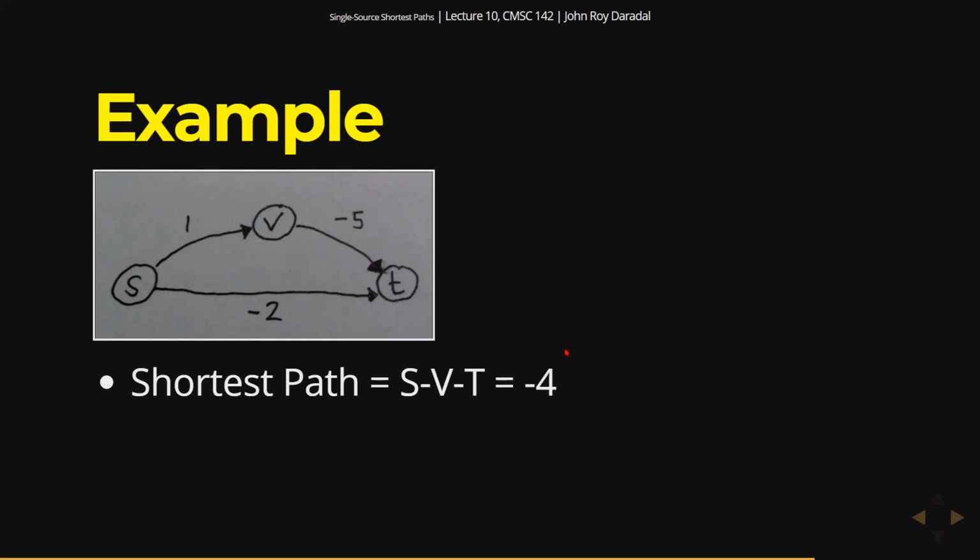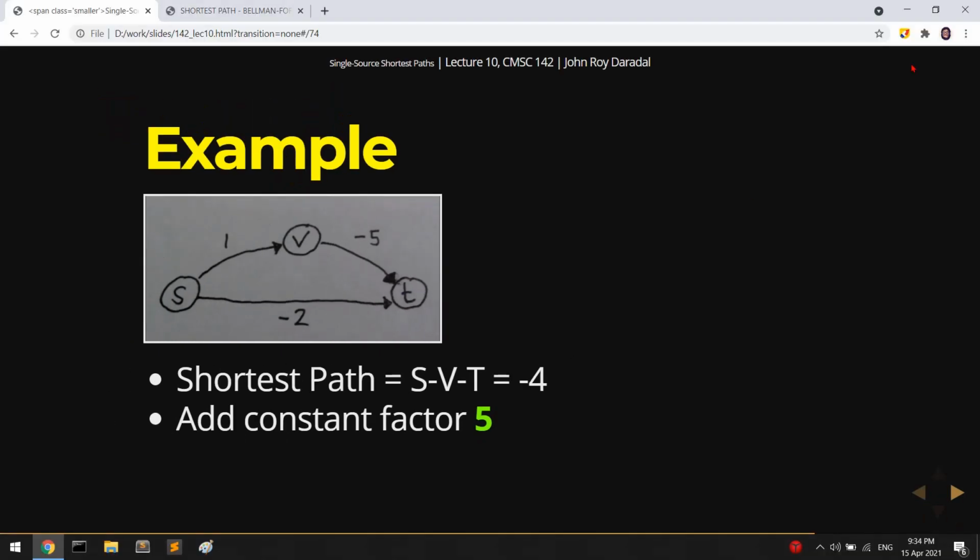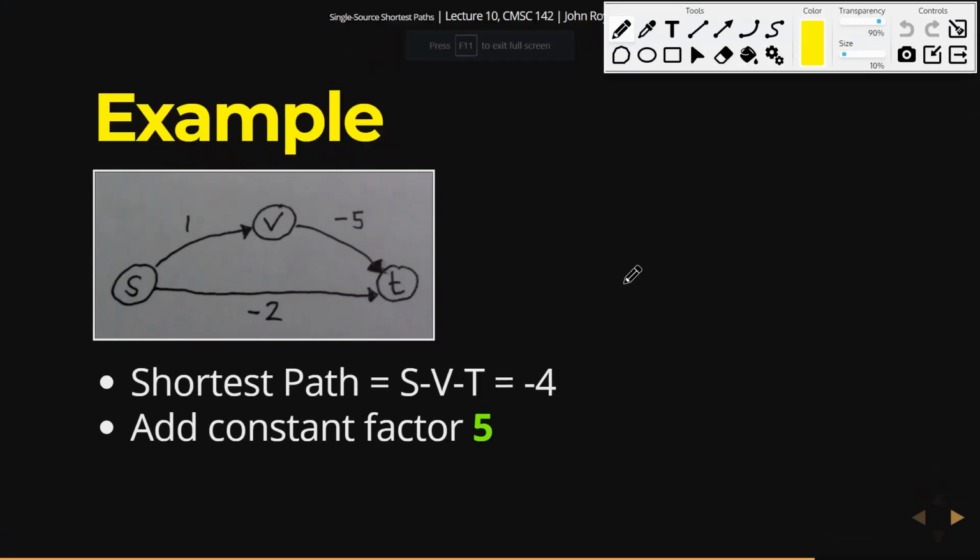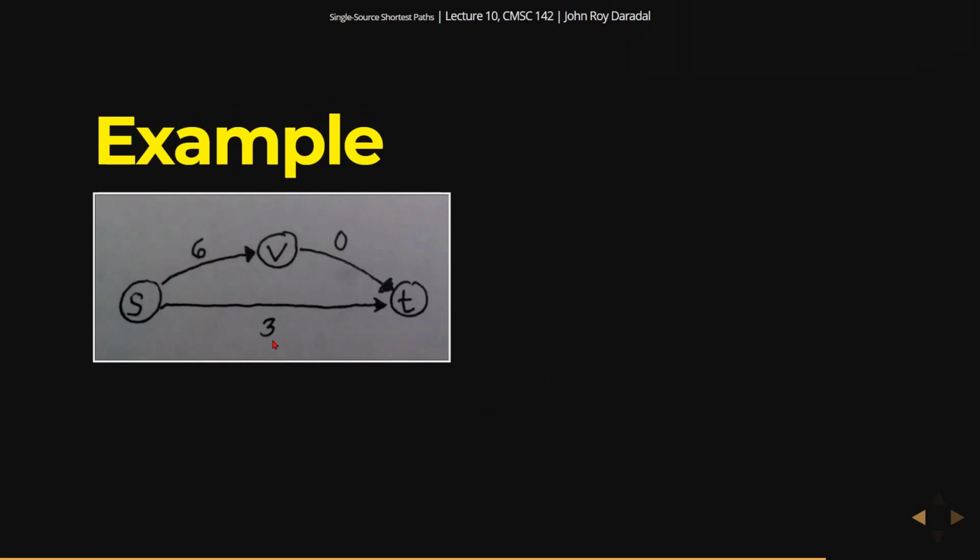But if we reweight this graph, we will need to add a constant factor of 5. Why 5? Because if we add 5 here, this will become 6. If we add 5 here, this will become 0. If we add 5 here, this will become 3. And now, all 3 weights are non-negative. Okay? So you will add the constant factor of the opposite or the absolute value of the smallest negative number. The smallest negative number here is negative 5. So you add the absolute value of that, so it's plus 5, so that it will at least become 0. Okay, now that is our new reweighted graph, 6, 0, 3, right?